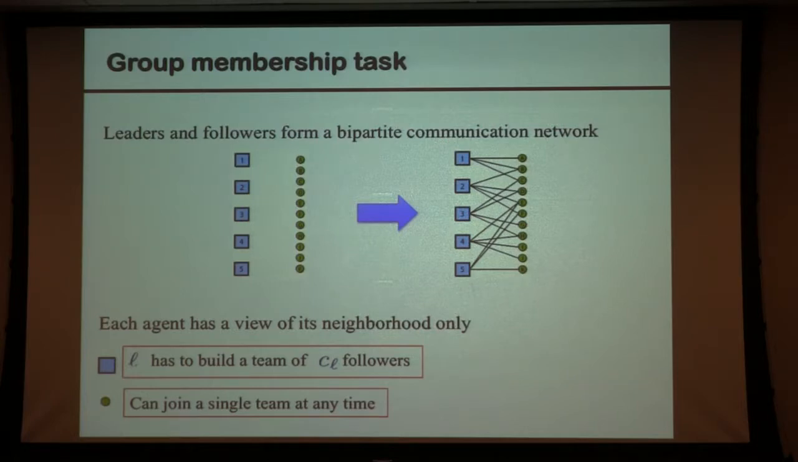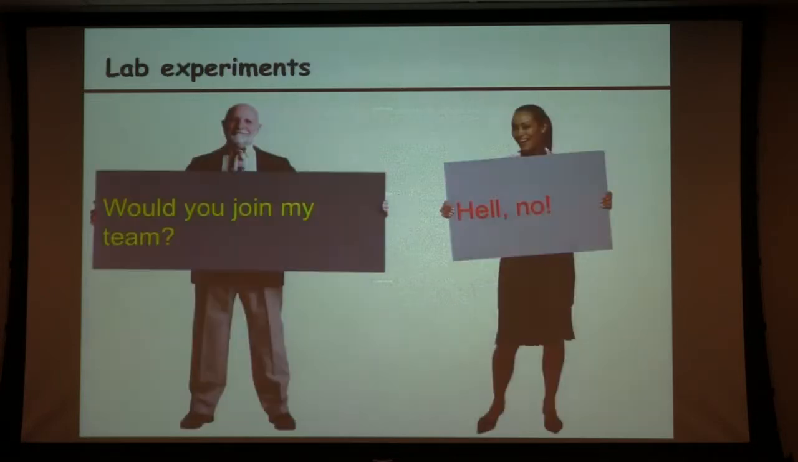Okay? So there is a willingness of the leader to have global stability. So you want your team to be complete. And the followers are sort of changing between teams to explore the state space. This will be clearer in a moment.